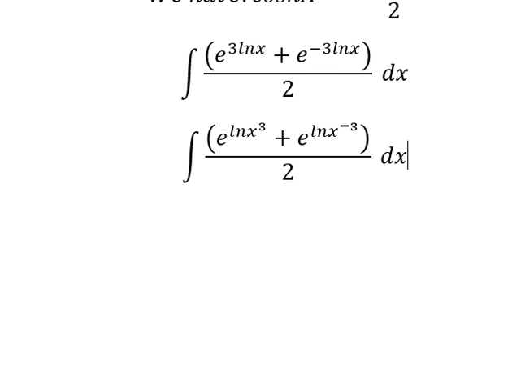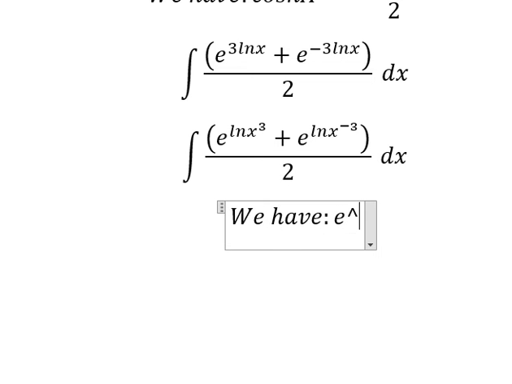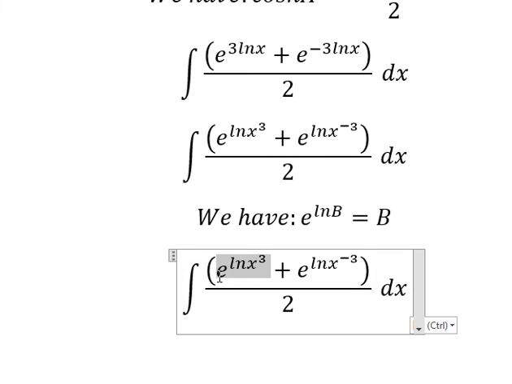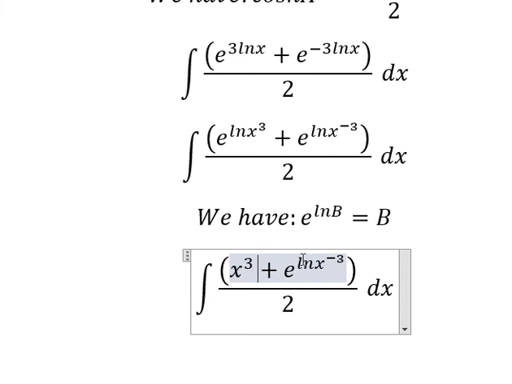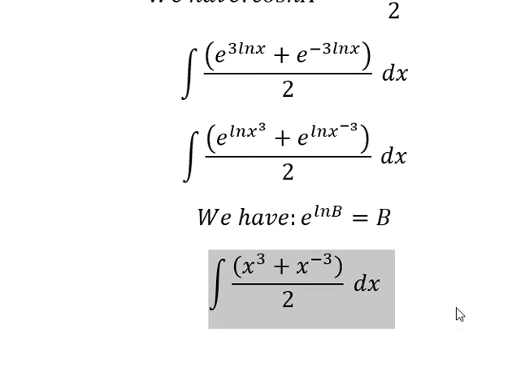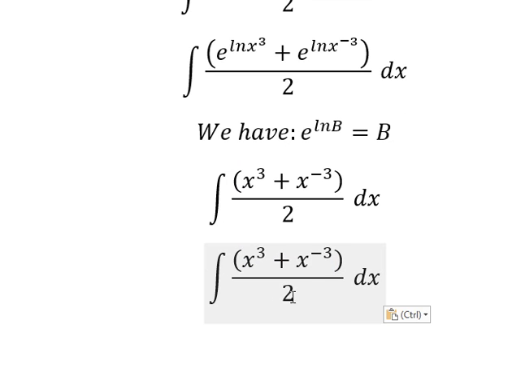Next, we have the second formula in here. e to the power of ln B equals capital B. Now, we can apply similar for this one and this one. Now, I will put number 2 go outside.